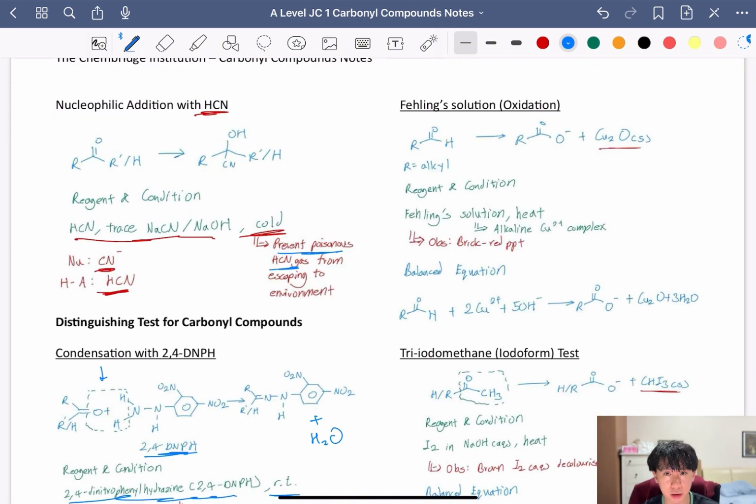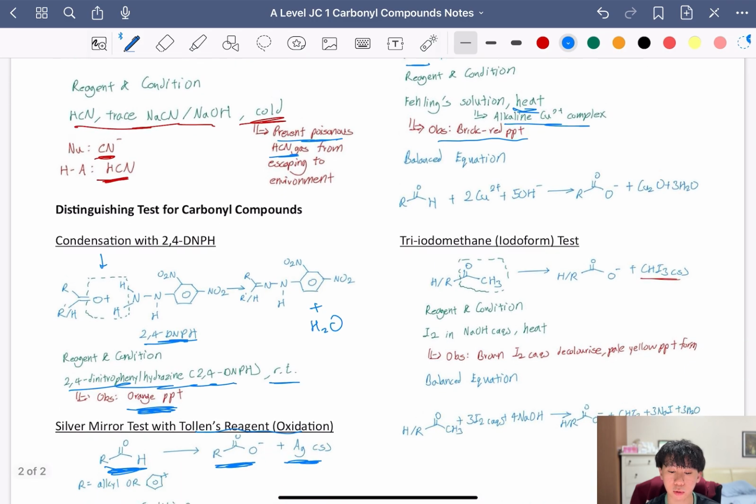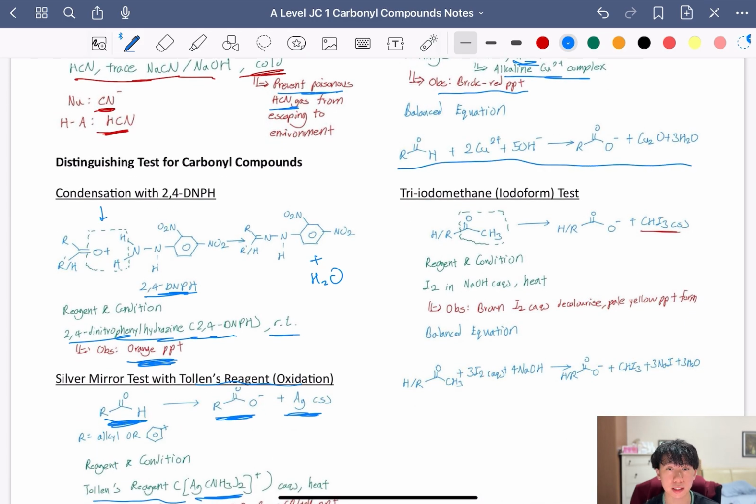Next distinguishing test is Fehling's solution. This is also an oxidation reaction, and what's going to happen is almost the same thing. Your aldehyde, this time the R group has to be an alkyl group, not a phenyl. It turns into a carboxylate salt and produces this brick red PPT, which is Cu2O solid over here. And the reagents and conditions are you have to add Fehling's solution. This time you don't really need to memorize what the solution formula is, and then you just heat it. But just know that Fehling's solution is this alkaline Cu2+ complex. Now as for the balanced equation, again, I will encourage you to memorize it so that you can save time during the exam as well.